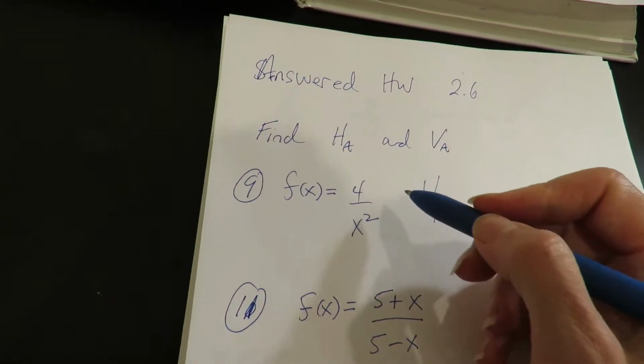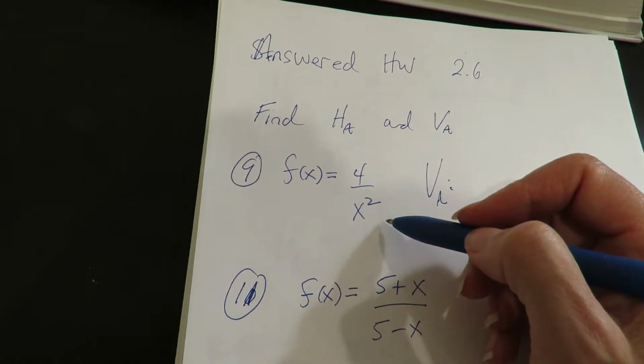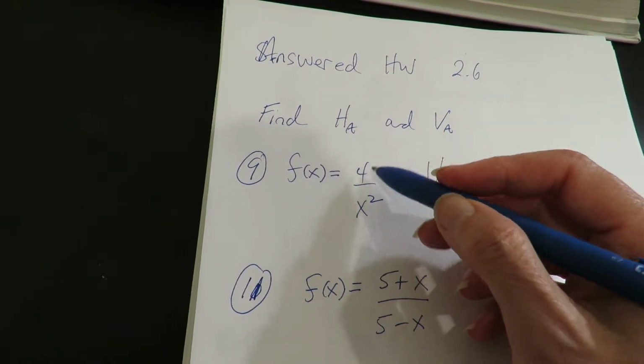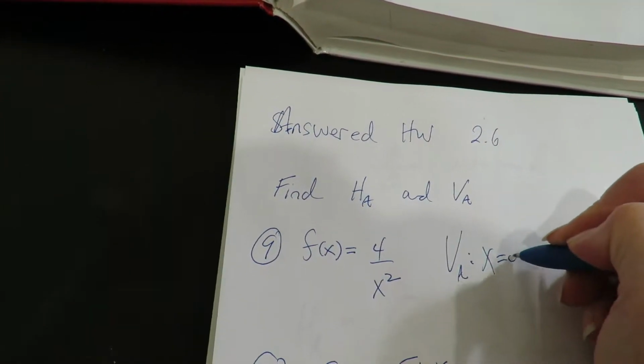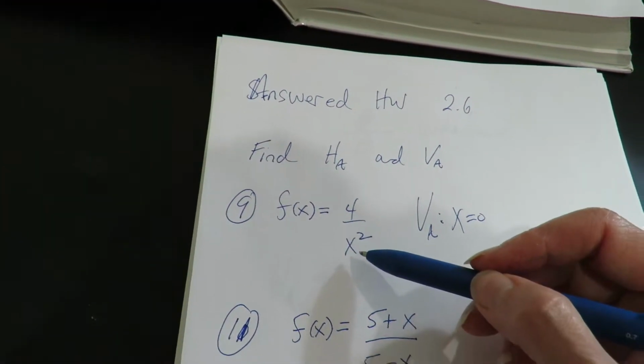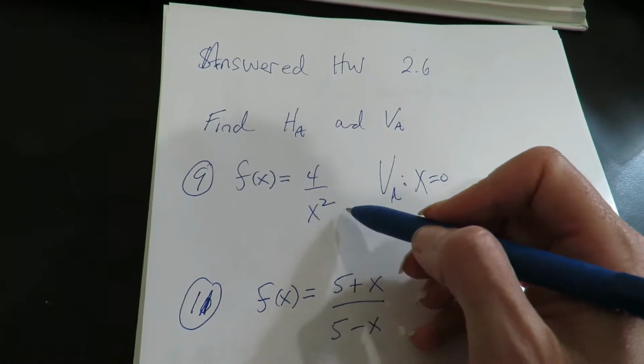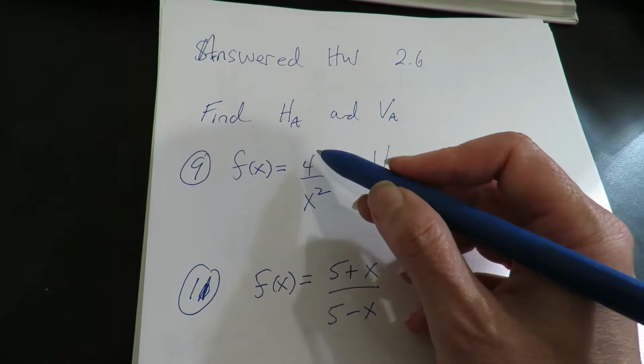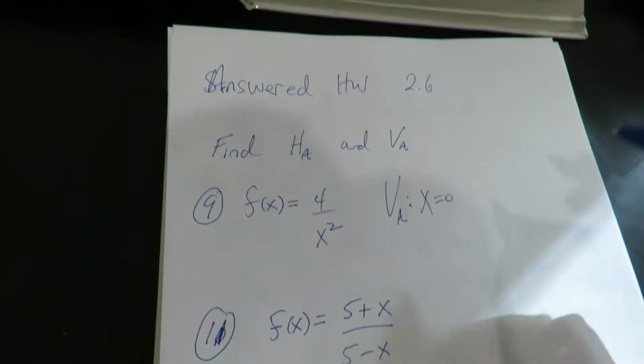So the VA, again, is where the denominator equals 0, but the numerator does not. If x is equal to 0, it's 4 over 0, which is what makes a VA. So basically you're setting the denominator equal to 0, just checking the numerator isn't equal to 0.